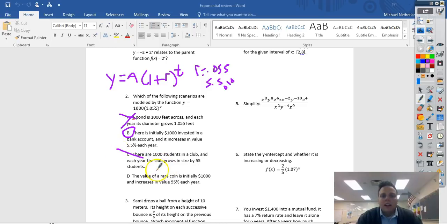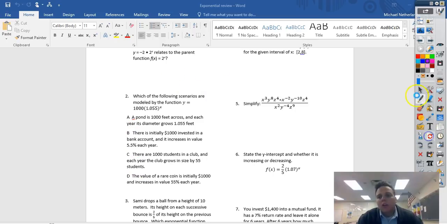All right, D, the value of a rare coin is initially $1,000 and increases in value 55%. Ooh, so that's pretty close. So let's go back and check our math. All right, so it's 1 plus R. This is 1.055. So R does equal 0.055. Is 55% the same thing as 0.055? No, that would be 5.5%. So that's why D is wrong. All right, D was very close. All right, number 3.